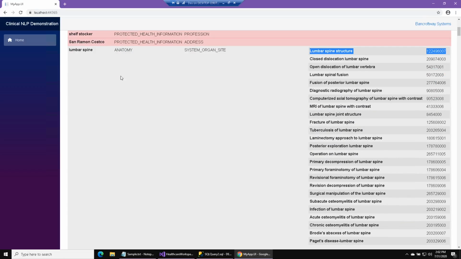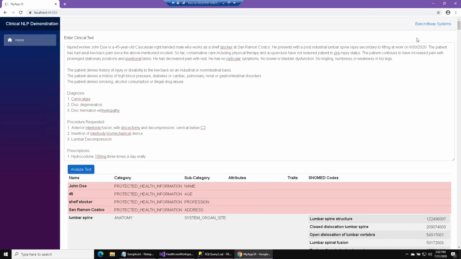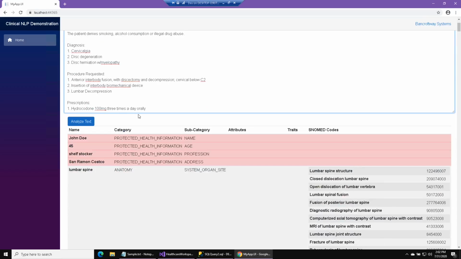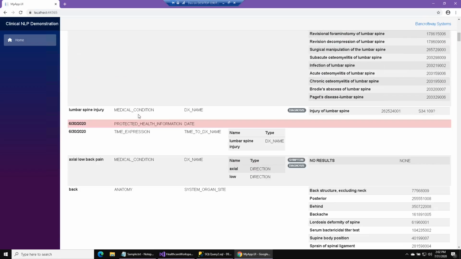The NLP technology is smart enough to understand, for example, when it sees the word back, whether we are referring to the back of a patient or the back of a pickup truck. It's not simply doing a word by word comparison to body parts. It is smart enough to understand whether the word back refers to the patient's back or the back of something else, or the legs of a table versus the legs of a patient. We'll see more examples of that.